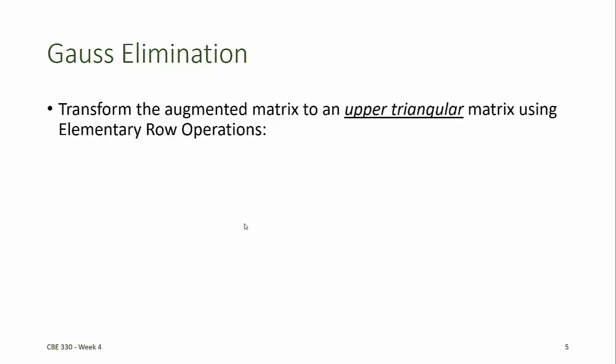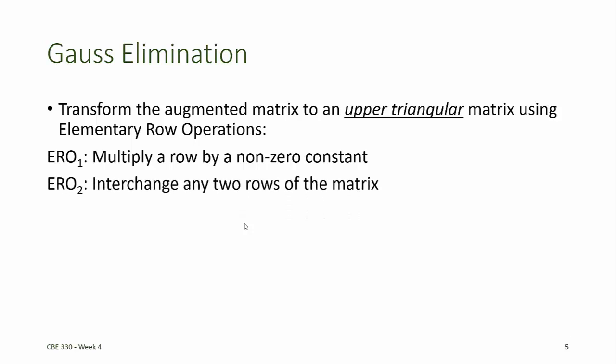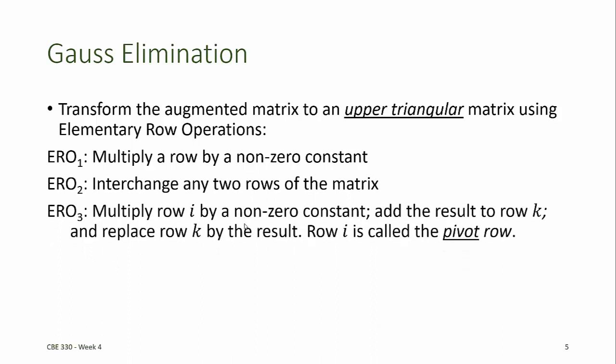last column. In Gauss elimination, we first transform the augmented matrix to an upper triangular matrix using what are called elementary row operations. All of the elementary row operations are linear operations. Elementary row operation 1 is to multiply any row in the augmented matrix by a non-zero constant. ERO2 is where we interchange two rows of a matrix. And ERO3 is where we multiply a row by a non-zero constant and add the result to a different row to replace the second row with the result.